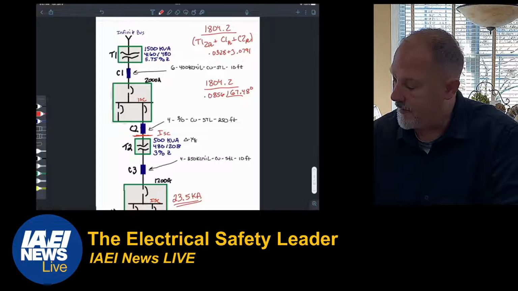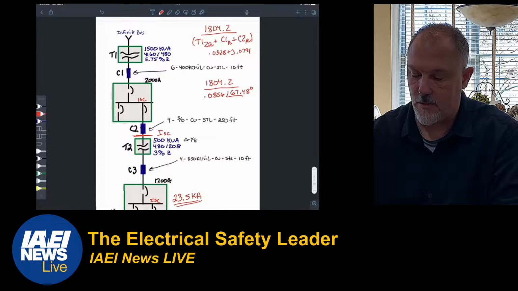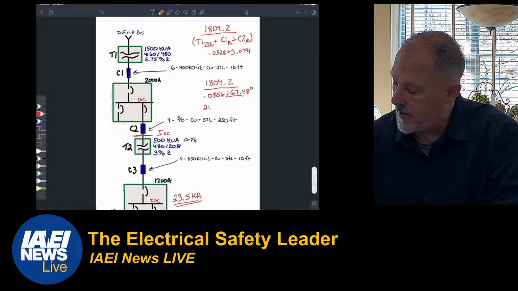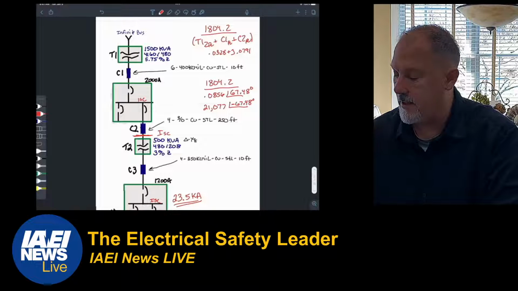So 1804.2 divided by 0.0856 is 21,077 at an angle of negative 67.48 degrees.